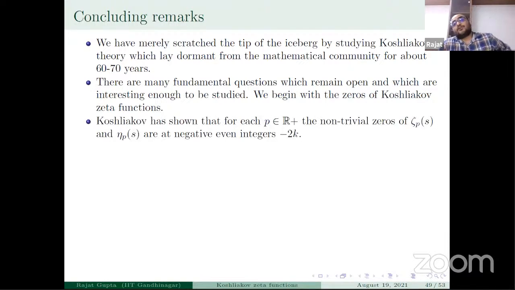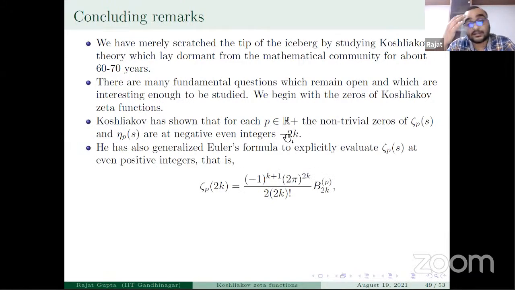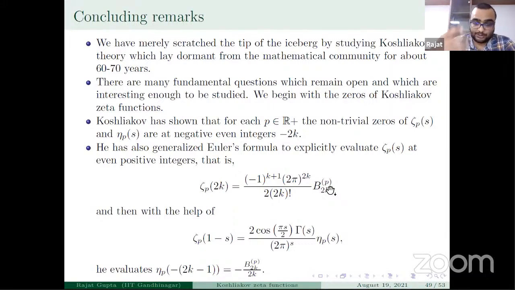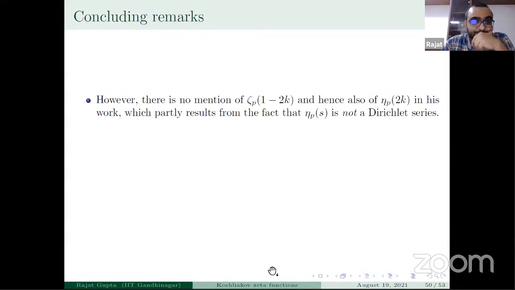So Koshliakov has shown that for positive real p, the non-trivial zeros of zeta p of s and eta p of s lie at negative even integers. And he also obtained an explicit analogue of Euler's formula only for zeta p of s at positive even integers, which is given by this, where P_2k of p is a generalized Bernoulli polynomial. And with the help of this functional relation, he evaluated that zeta p at negative odd arguments has a closed form in terms of generalized Bernoulli numbers.